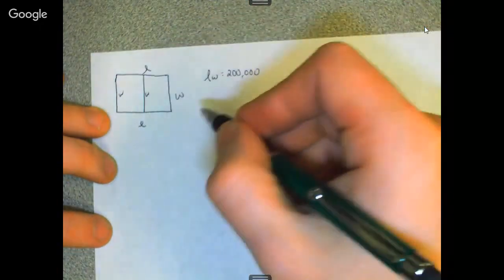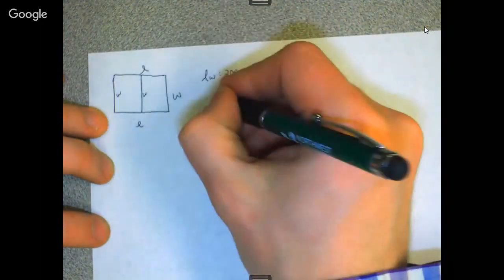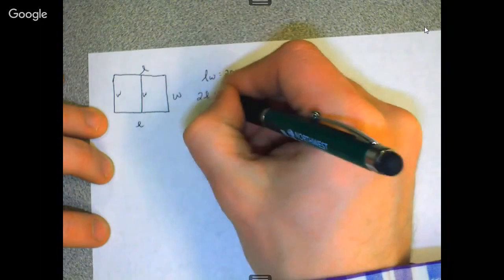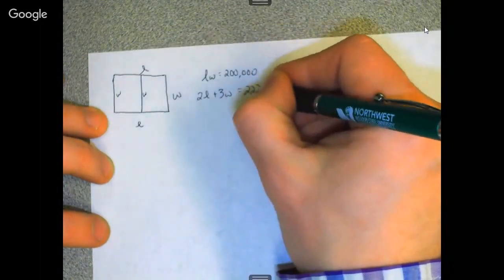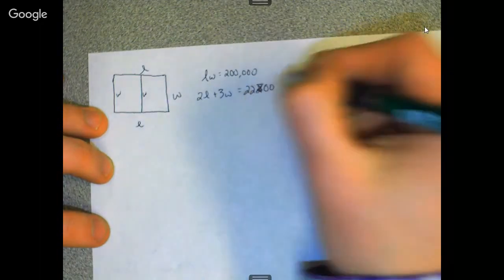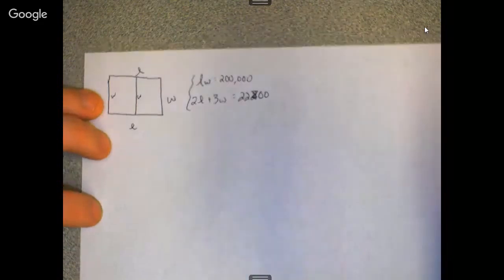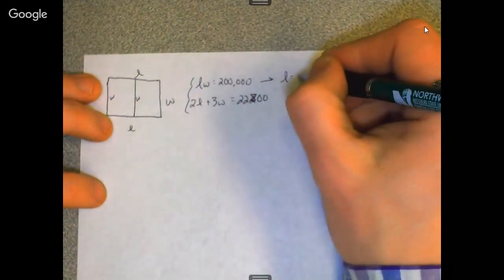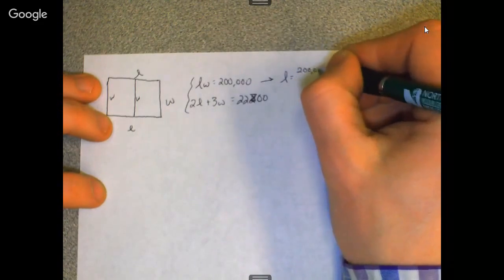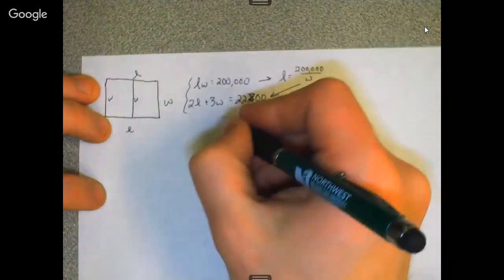I have 2,200 feet of fence. So that's the perimeter or the length of all these sides. So that's 2L plus 3W, since I got that middle section, is going to total my 2,200 feet. So we're going to solve this system of nonlinear equations. So we'll take this and we'll solve it for L maybe. So 200,000 over W. We'll take that and plug it into the bottom.